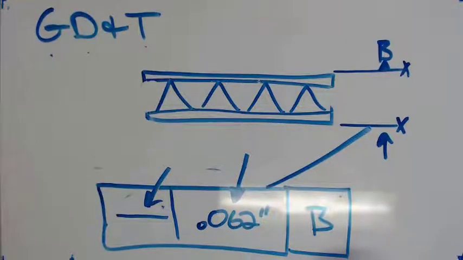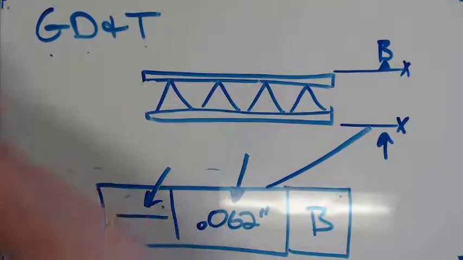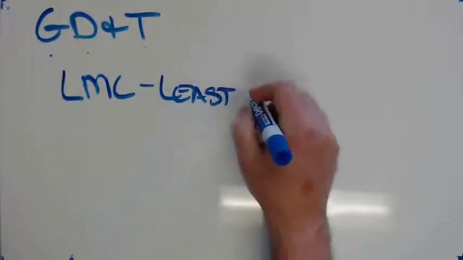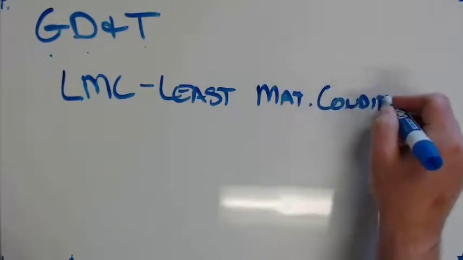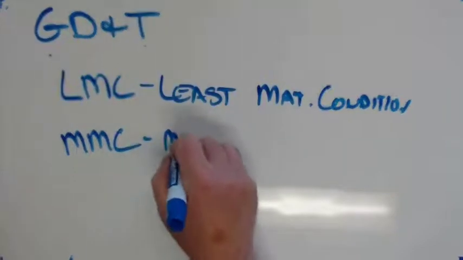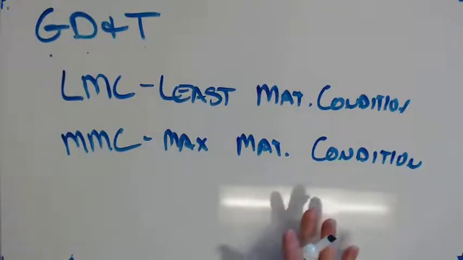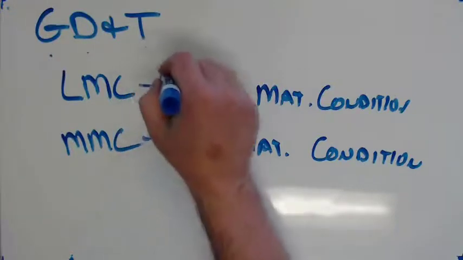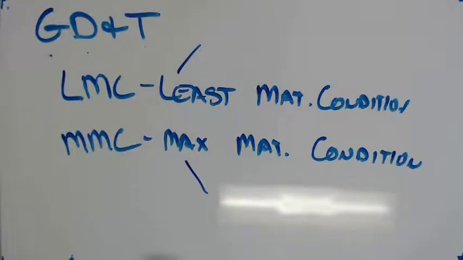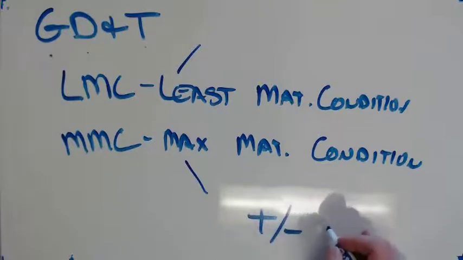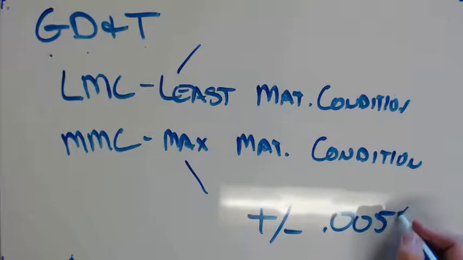The other thing we can talk about with GD&T is what we call LMC and MMC. LMC is least material condition, and MMC is maximum material condition. This is giving me a low and high size limit on whatever part I'm building. It is a true tolerance, but it works very similarly to, if I had something that was plus or minus 0.005 of an inch. Instead of doing it that way, I can just express it through LMC and MMC.